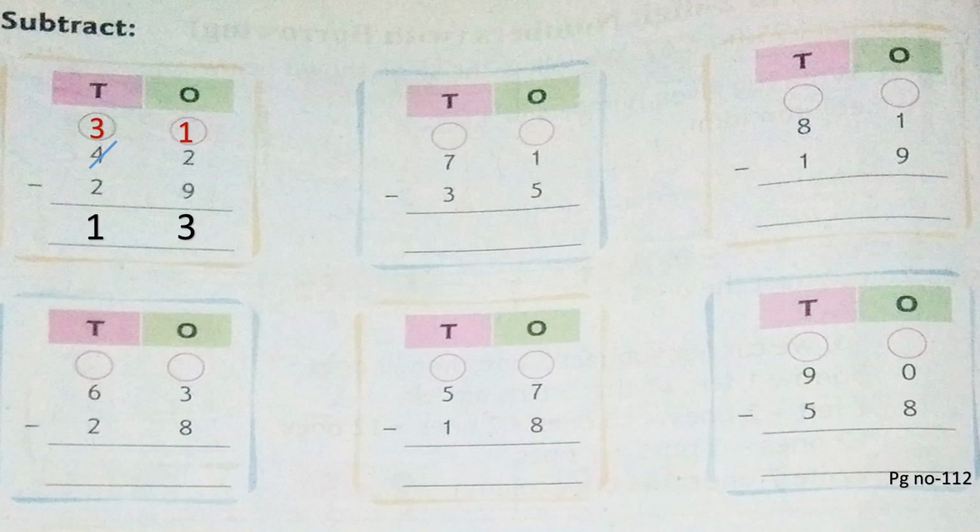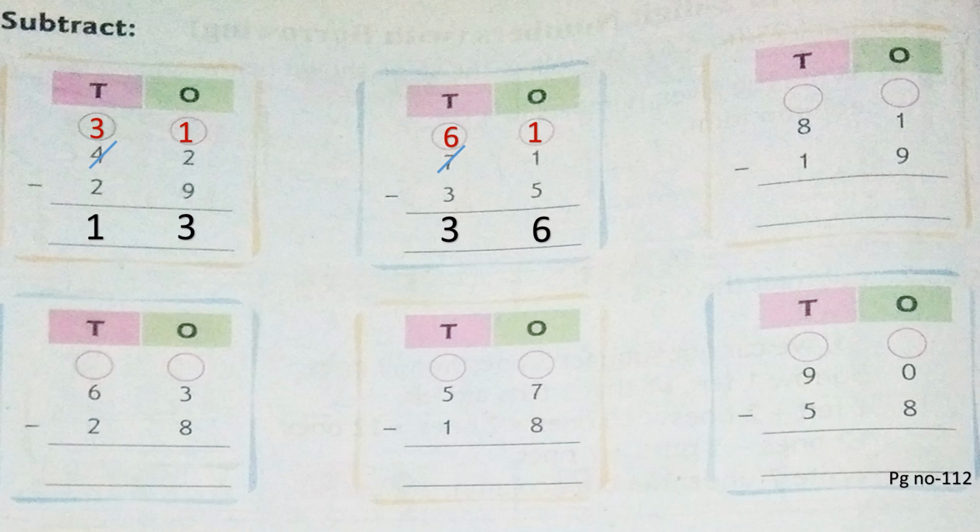Let's go to the next sum, which is 71 minus 35. Here we have 1 and 5 in ones place. 1 is smaller than 5, so we need to go to tens place and carry 10, isn't it? Are you all doing, children? So 7 will be 6 now. We have 11 in ones place. 11 minus 5 is 6 and 6 minus 3 will be 3.